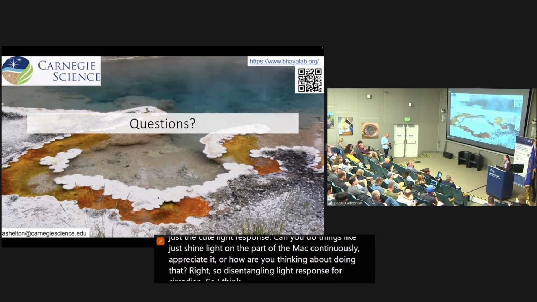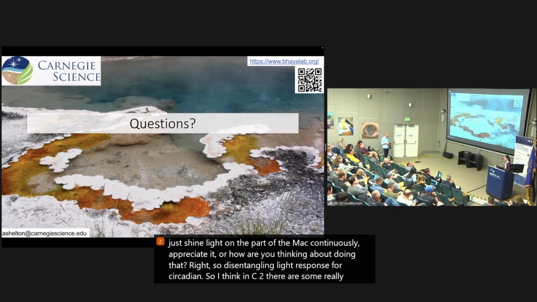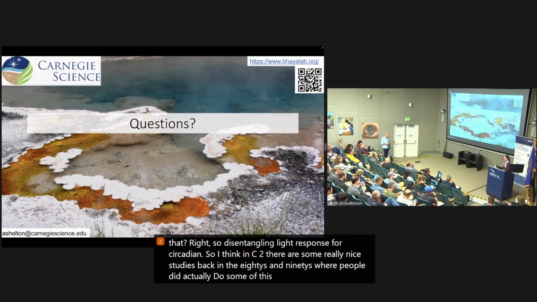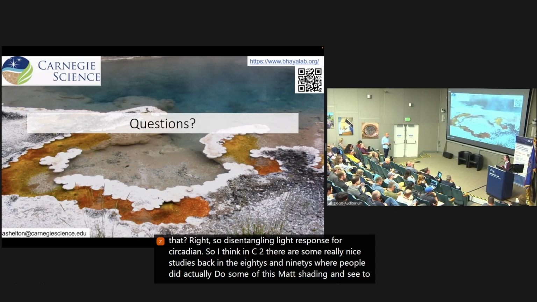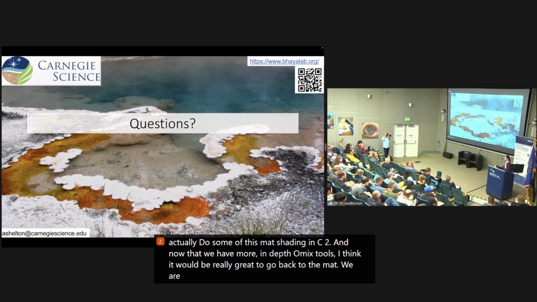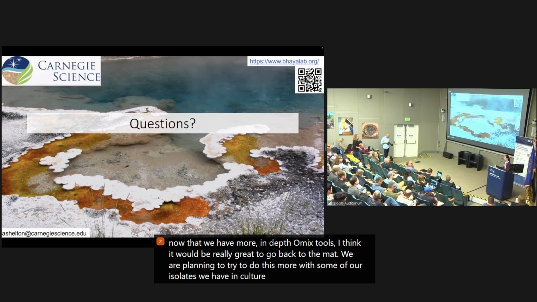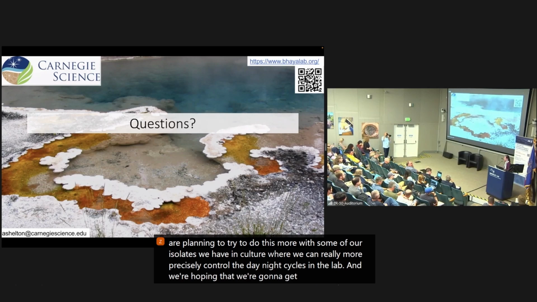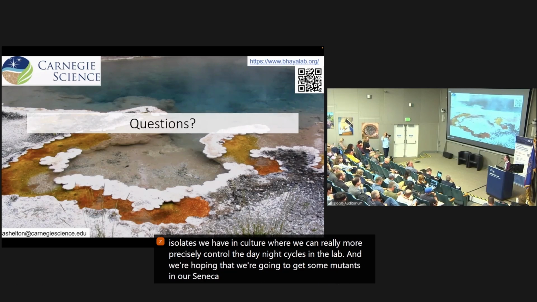You're right. So disentangling light response from circadian. I think in situ, there are some really nice studies back in the 80s and 90s where people did actually do some of this mat shading in situ. And now that we have more in-depth omics tools, I think it would be really great to go back to the mat. We are planning to try to do this more with some of our isolates we have in culture, where we can more precisely control the day-night cycles in the lab. And we're hoping that we're going to get some mutants in our Synechococcus species in their circadian clock that we could start to disentangle that.